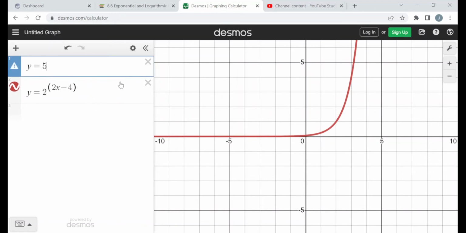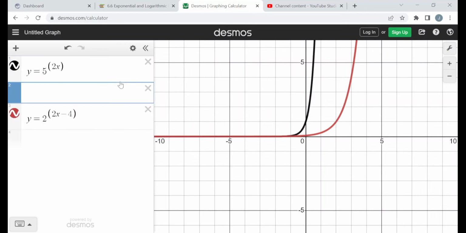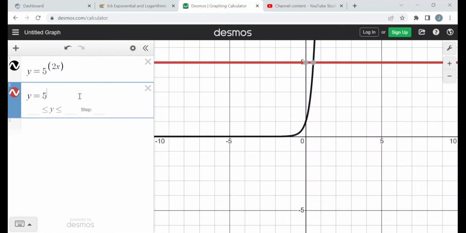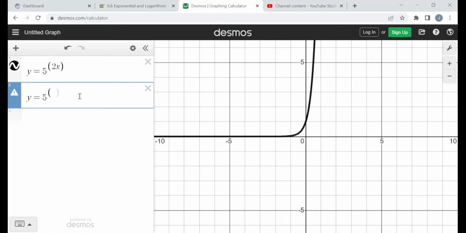Right? It was y equals 5 to the 2x power, and y equals 5 raised to the 3x plus 2 power. And again, you can see they point out the point where they meet here at negative 2.